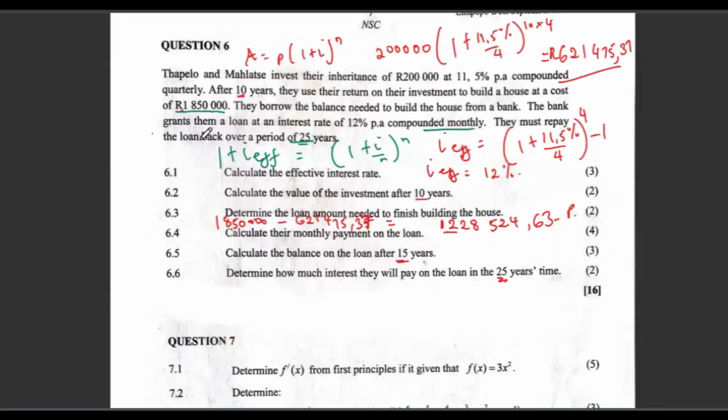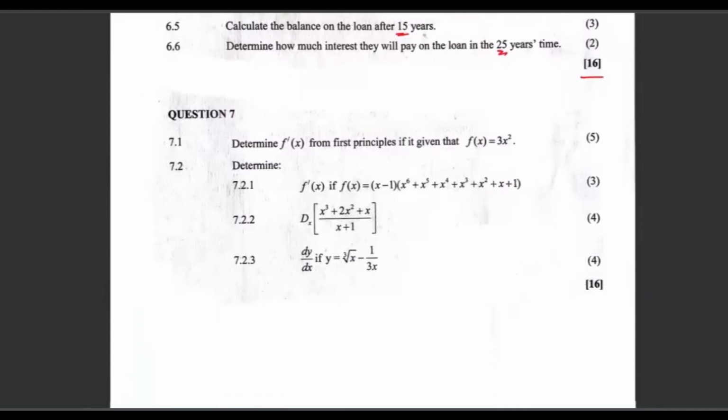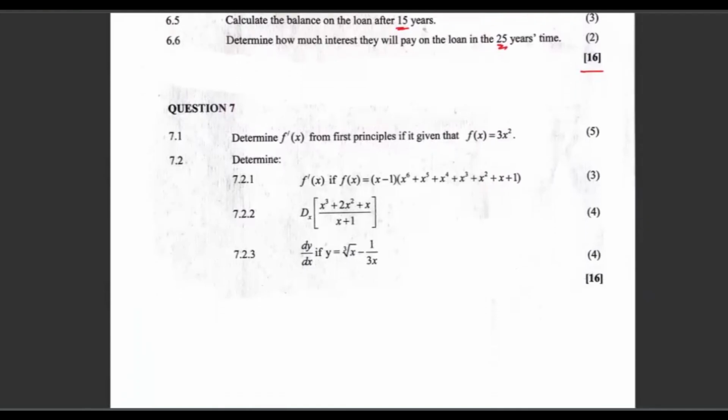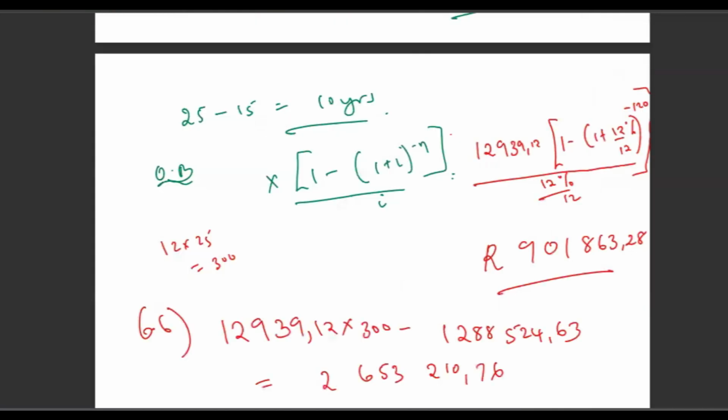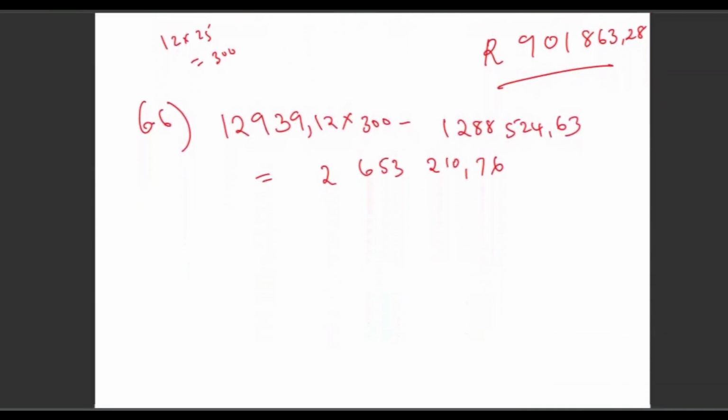So guys, that's the finance question. Question number 6. Question number 7. They want us to determine from first principles the first derivative of 3x squared. Okay. So this is 7.1. Let's kill it. So f of x is 3x squared, which means f of x plus h is going to be 3 into x plus h squared.